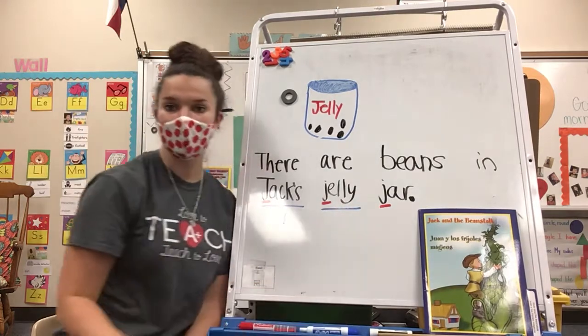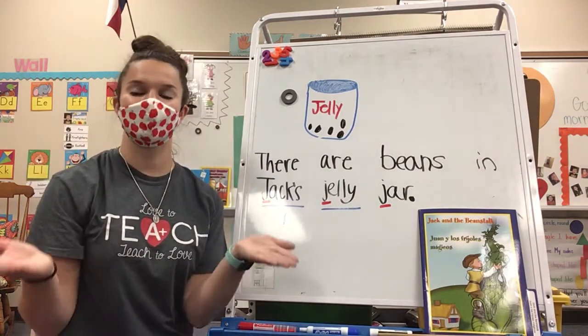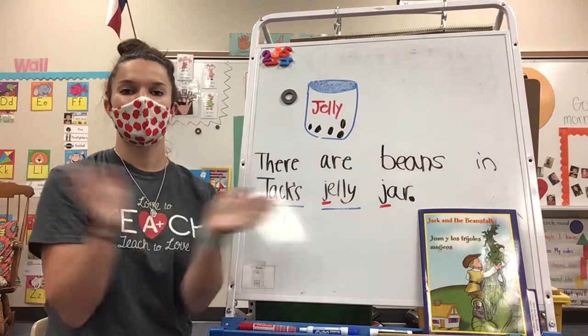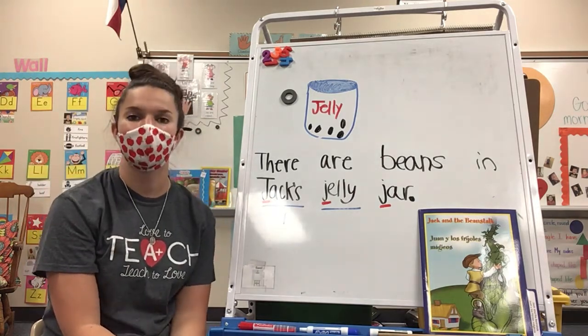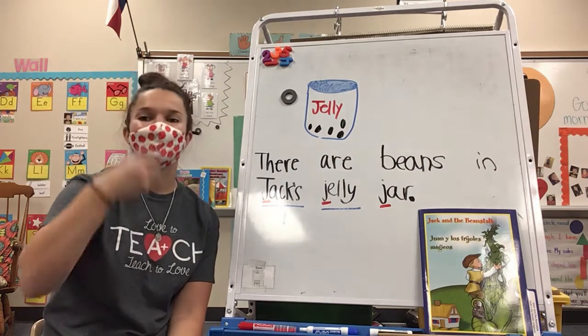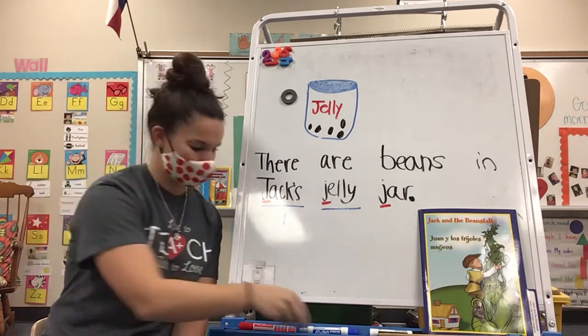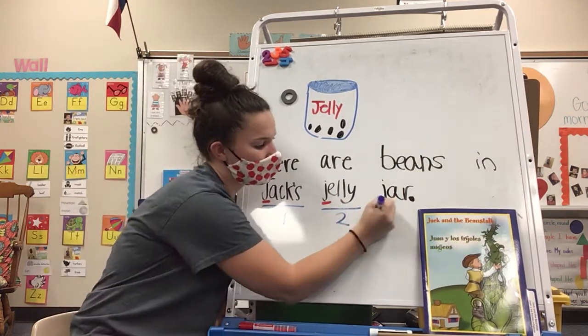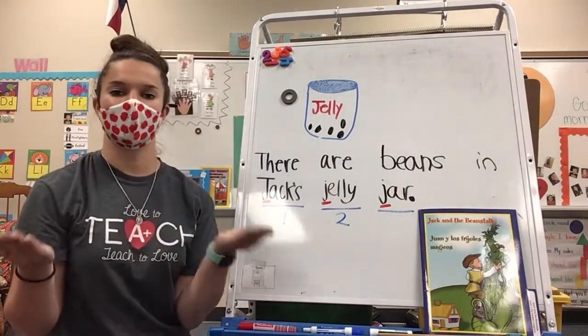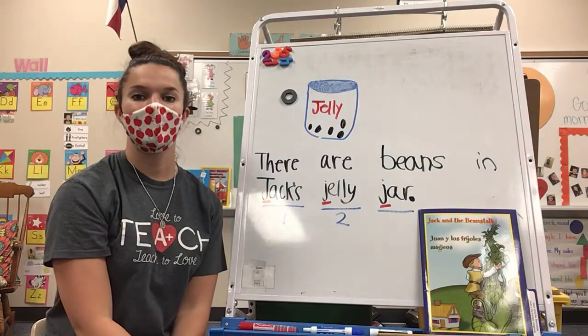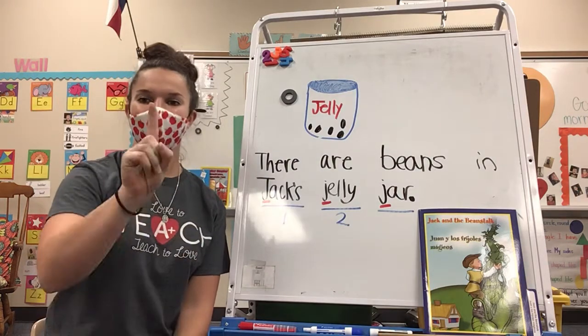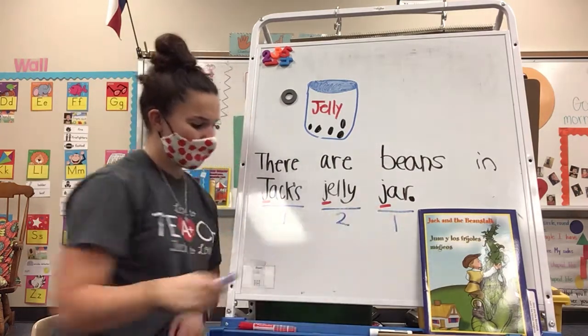Say jelly. Let's clap jelly. Ready? Jelly. Count it. Jelly. Ready, go. Jelly, 2 syllables. And jar, let's call it jar. Jar, count it, ready, go. Jar, 1 syllable. Very good.